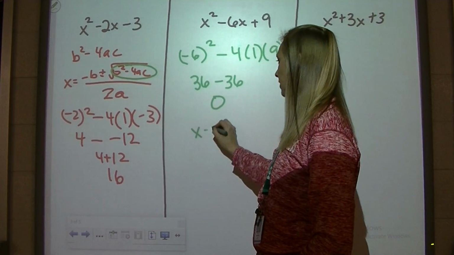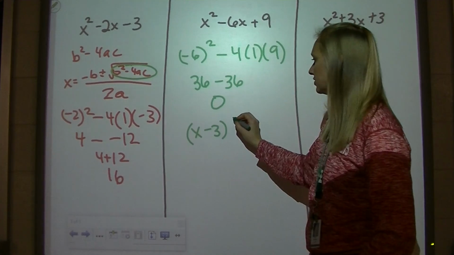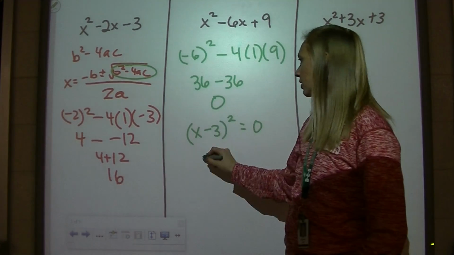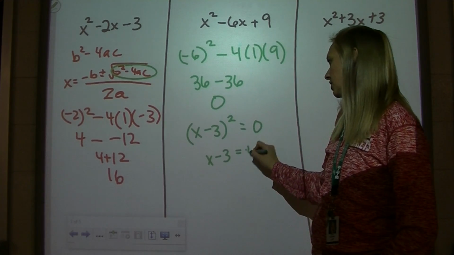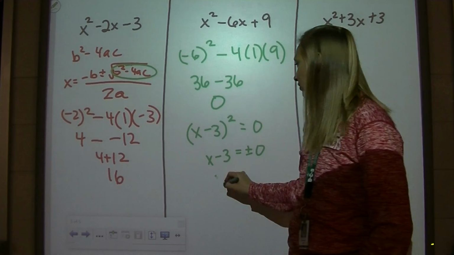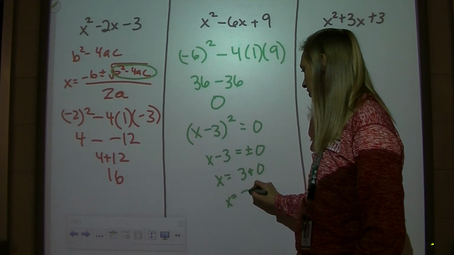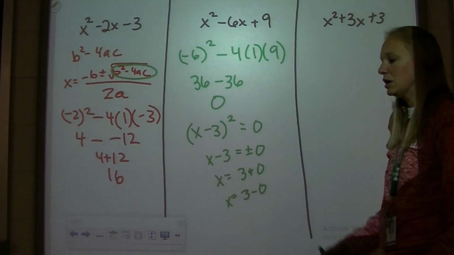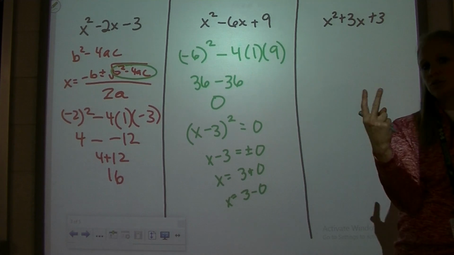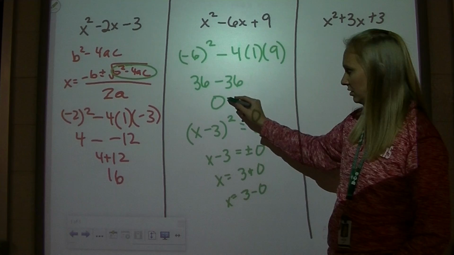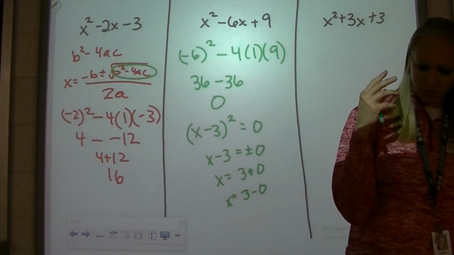If you solve this by factoring, you would get x minus 3 squared equals 0. When we square root, we would have x minus 3 equals plus or minus 0. So we'd get x equals 3 plus 0 and x equals 3 minus 0. So basically it's two solutions, but it's just the same number repeated. So when you get a discriminant of 0, it's a repeated solution.